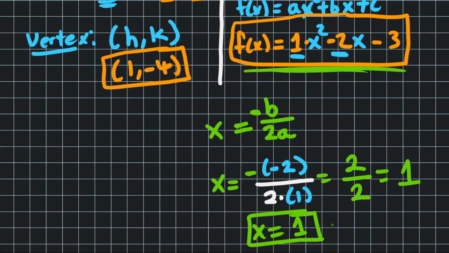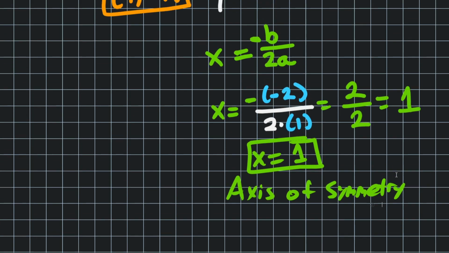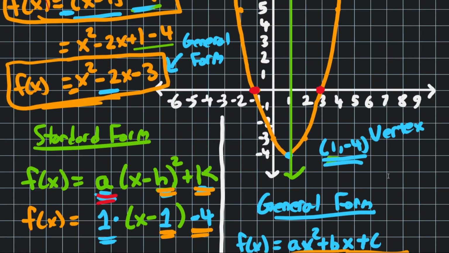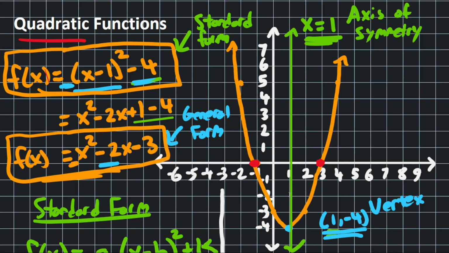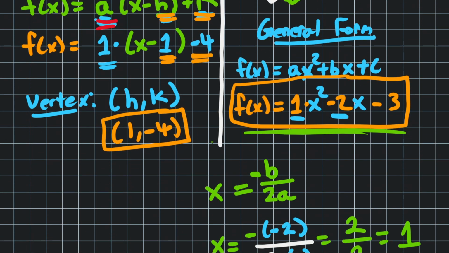That is our axis of symmetry. So this right here, x equals 1, is our axis of symmetry, and that makes sense. When we go back up to the graph, the line x equals 1 is indeed our axis of symmetry. So that's how you find it algebraically, by looking at the general form of a parabola. You find x equals negative b over 2a, and that will give you the line for the axis of symmetry.